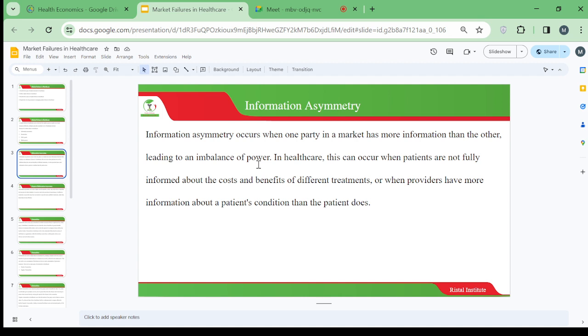Okay, so this means that the physician or the healthcare provider can charge more than what can usually be charged, because the patient doesn't know. Okay, so if we have that situation, that means resources will not be allocated efficiently. So what will actually happen?